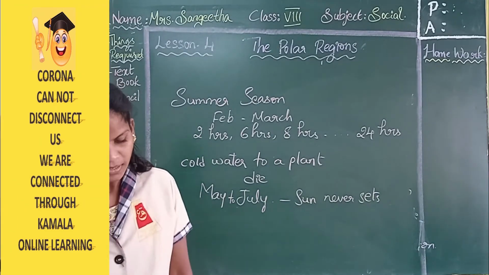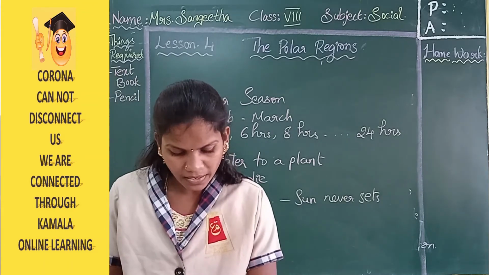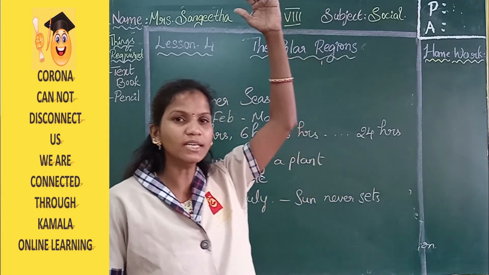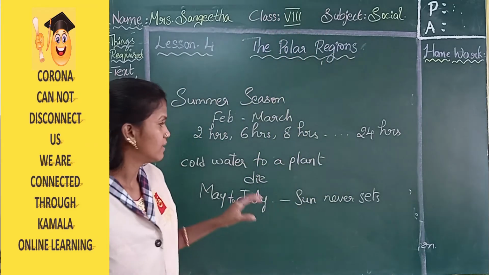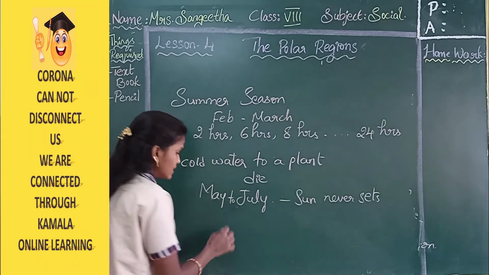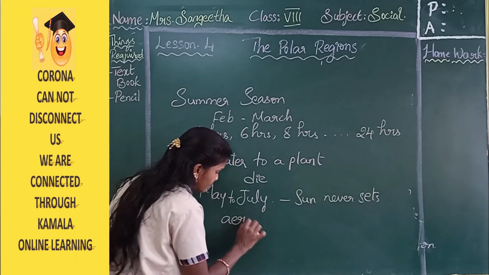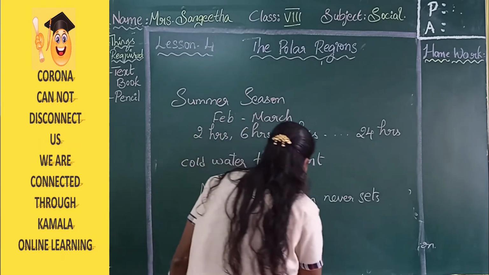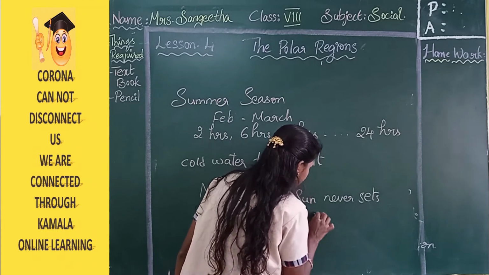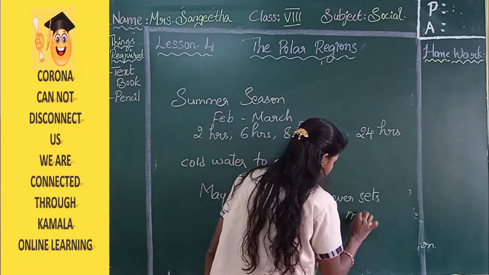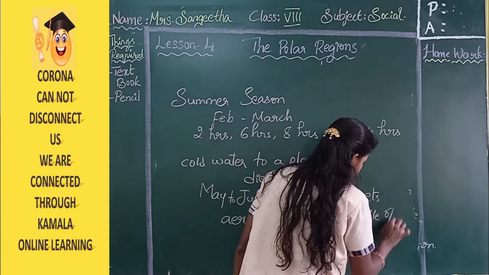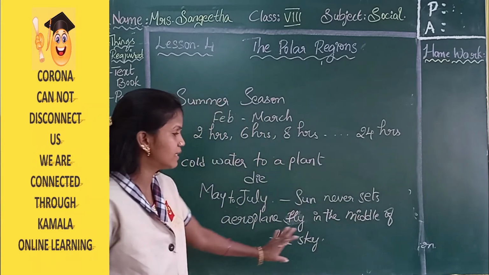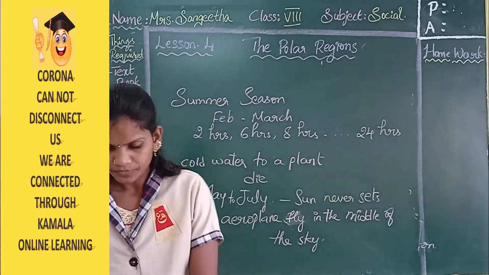And just hovers. Take the meaning of hovers, ma'am. If a helicopter hovered overhead, it means in the middle of the globe. Helicopter, where will it fly? In the sky. Aeroplane, then fly. Yes or no? Like this, it is called hovers.